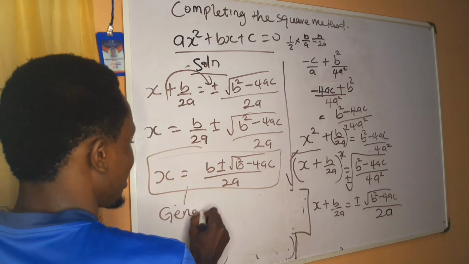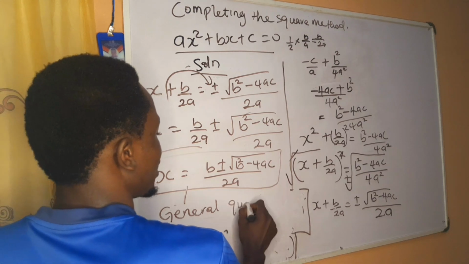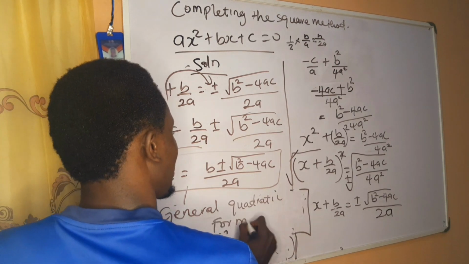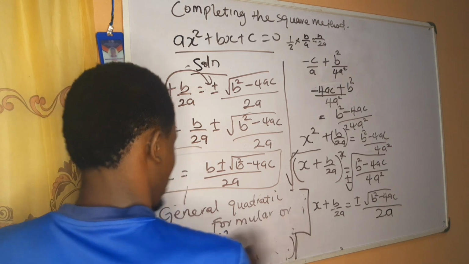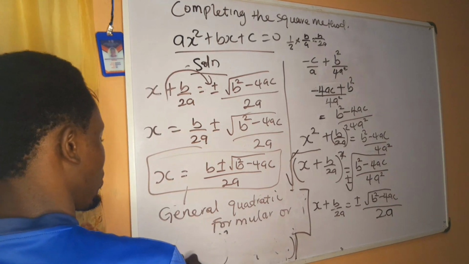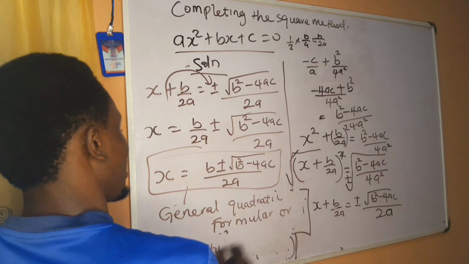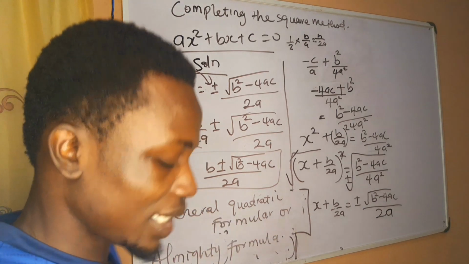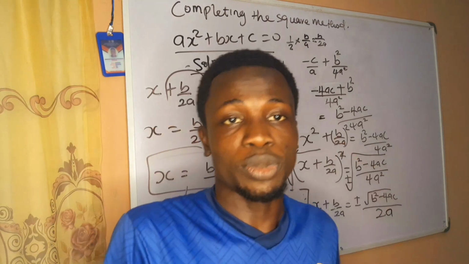And this final answer that we got here is what is known as the general quadratic formula, or call it the almighty formula.